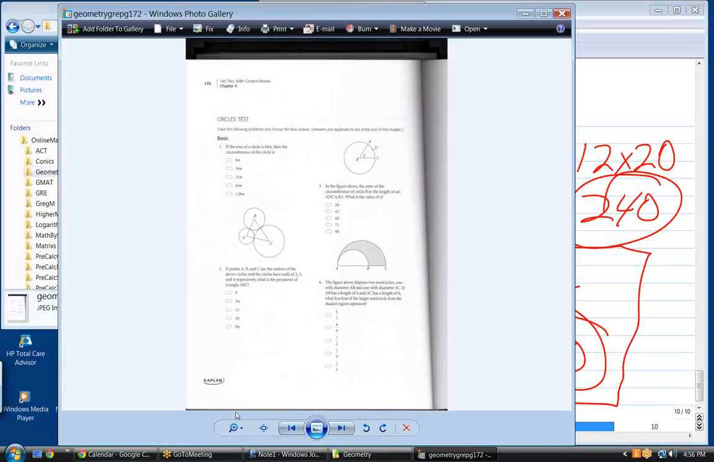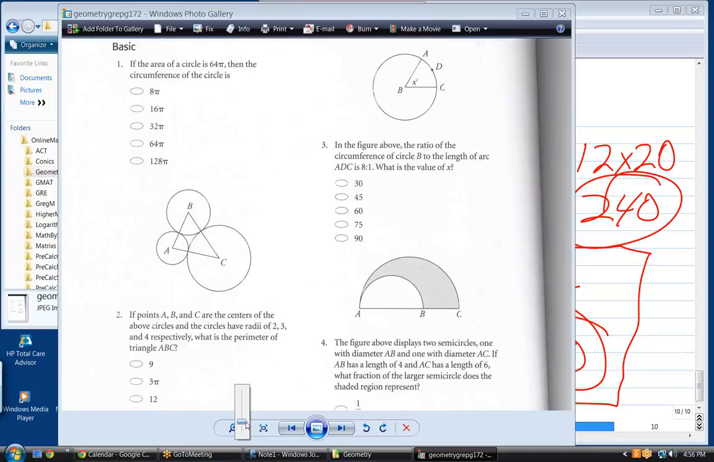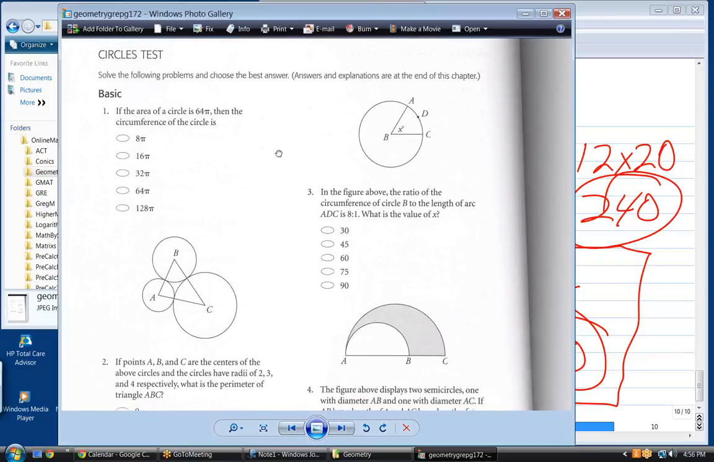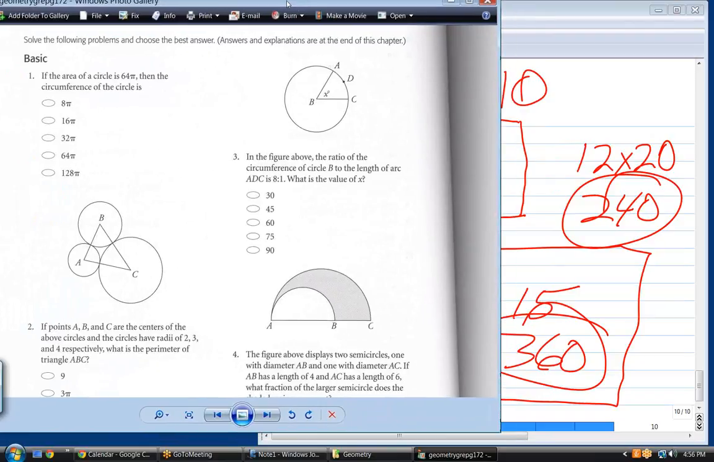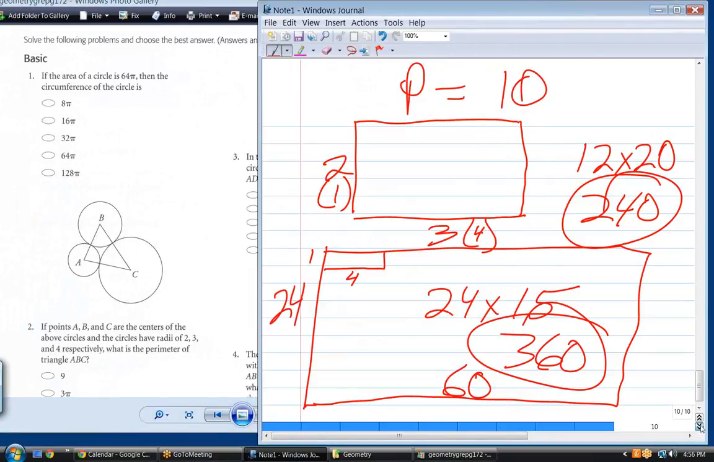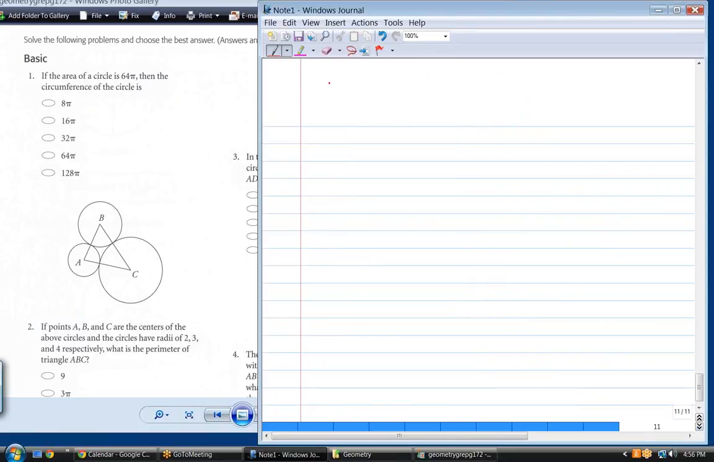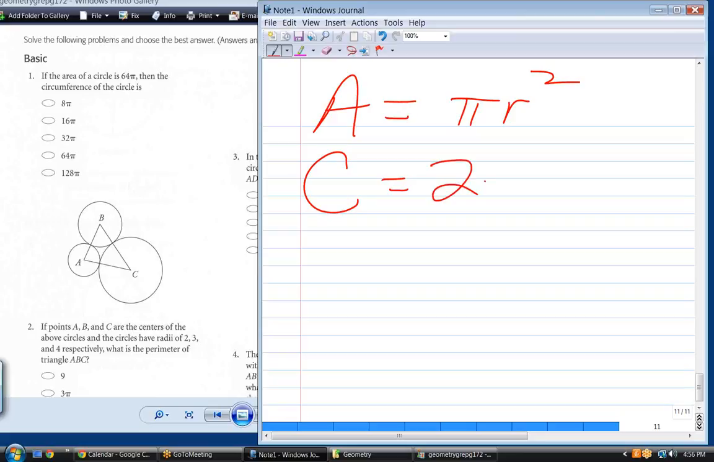New section, circles. Only thing you have to know about circles is the area and the circumference. What's the area? The general formula? Pi r squared. And the circumference? Same three numbers in slightly different order. Pi squared r? 2 pi r.